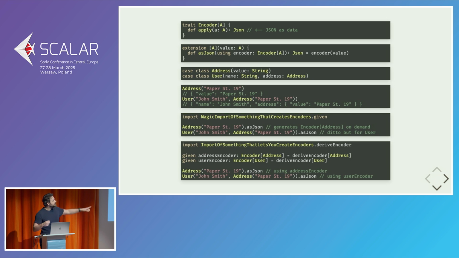cyclical dependencies. We don't want this derived encoder to resolve to the address encoder, because then if we would try to run it, we would have an infinite loop, an infinite recursion stack trace. So it has to generate this implementation, but without looking if there is some implicit implementing that in the scope. It has to explicitly ignore it.